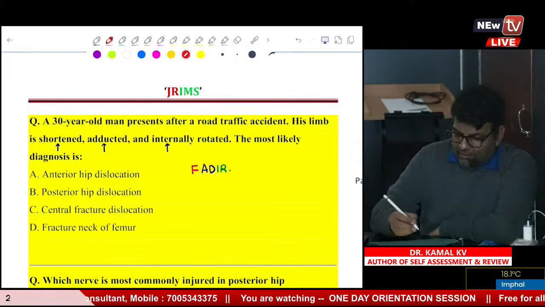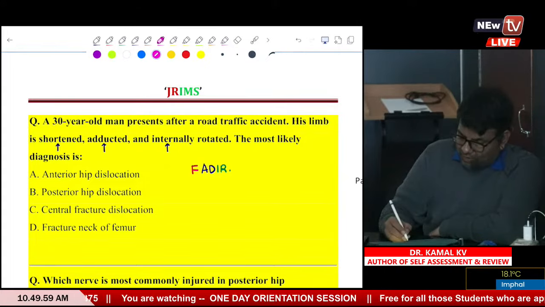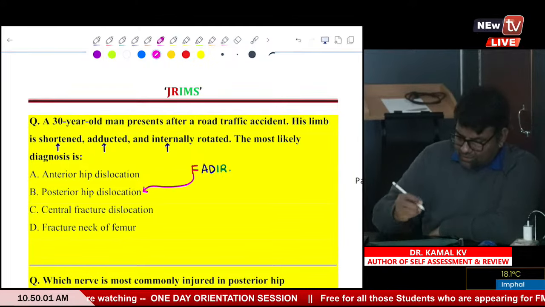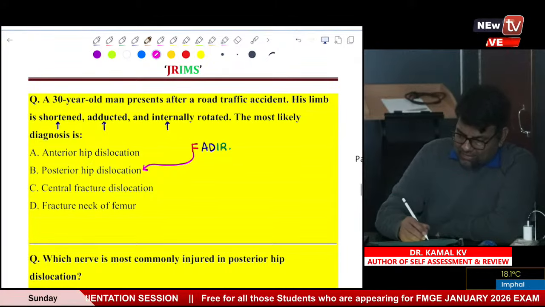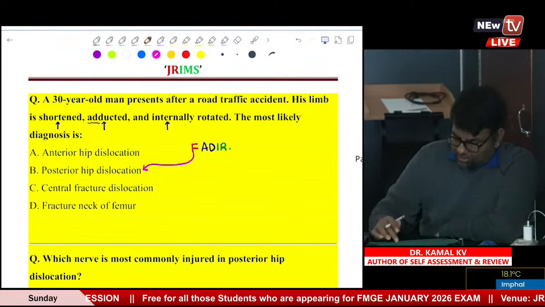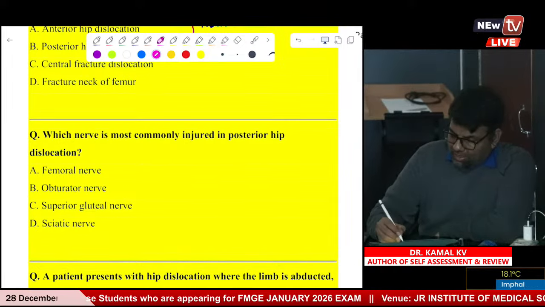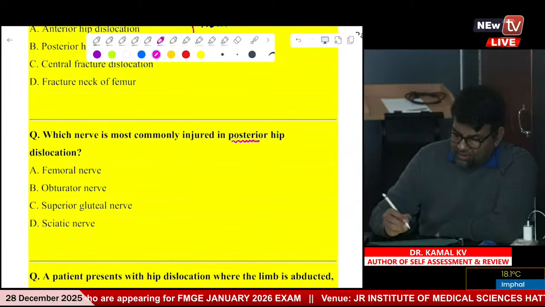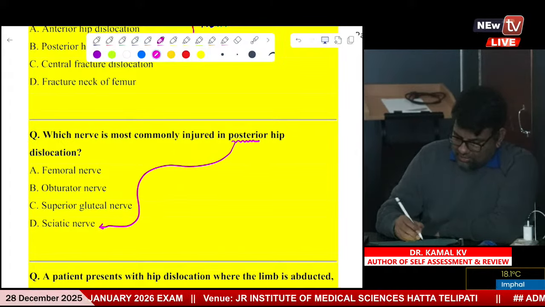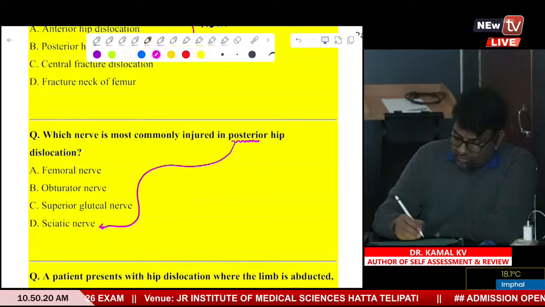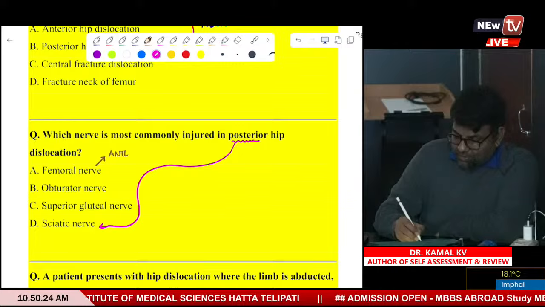Yes, so you can add F also, so it will become FADER, and we know that FADER stands for posterior. Okay, so this is how you can answer this: adducted, internally rotated. Now if I ask you which nerve is commonly injured in posterior, sciatic. Very good. So this is sciatic. If the question was about anterior, then you have to mark femoral. So please remember.